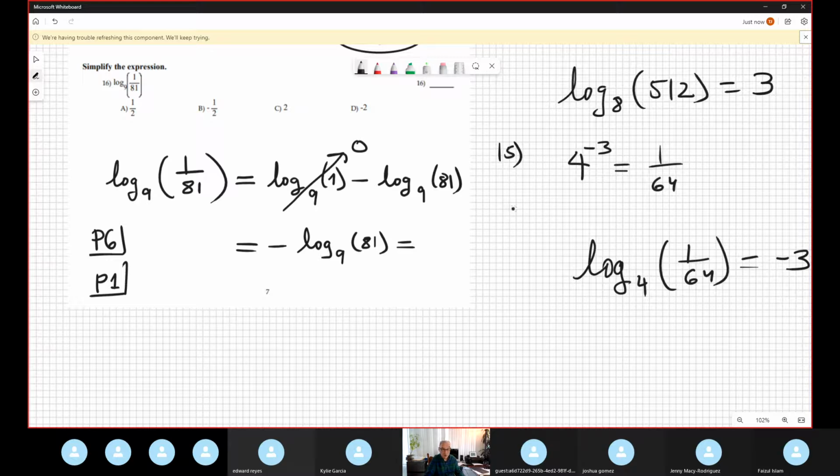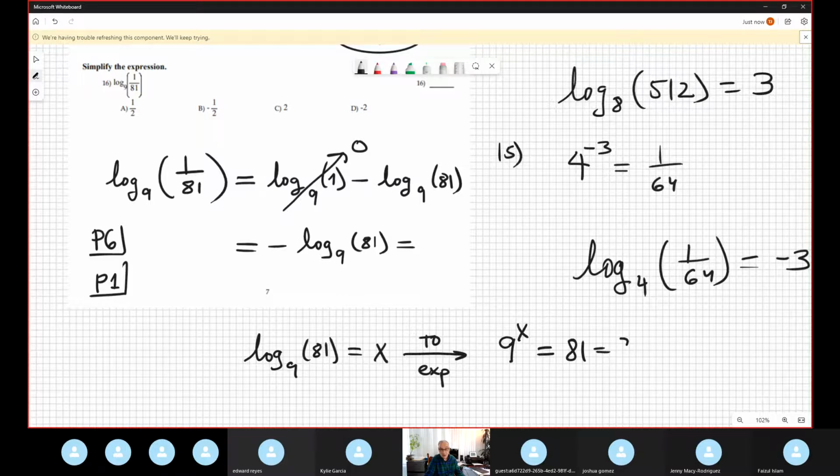Suppose that I isolate logarithm base 9 of 81. What is the exponent when you raise 9 to give me 81? It's obviously 2, right? But suppose you don't know x, and you change to exponential. The base is 9, the exponent I have no idea, equals 81, but I know that 81 is 9 to the second power, therefore it's obvious that x is 2. But I forgot this negative. I forgot intentionally. So the answer is negative 2. Okay, it's D.